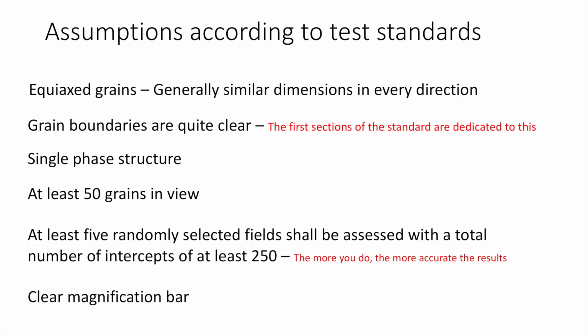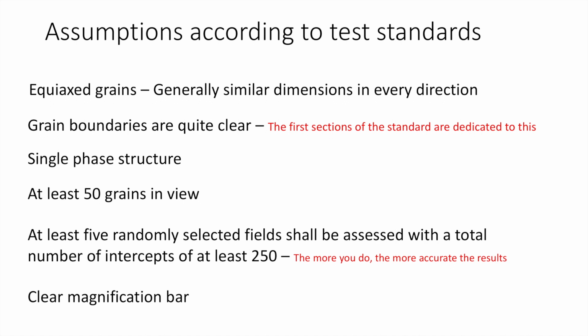Now, if you are going to get serious about using these test methods for your micrographs, your microstructures, you have to understand that you need to operate under some constraints. There are some assumptions, explained in the test standards, which you're going to have to operate under. The first assumption, which is fairly explicit in both test standards, is that the grains you're looking at need to be equiaxed. That means they need to be generally similar dimensions in every direction.